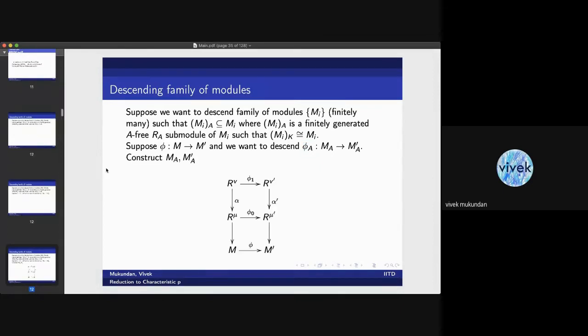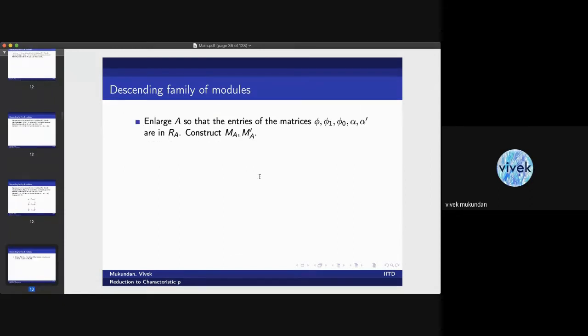What you do for that is, once you have M and M prime, construct M and M double prime. So it's actually the cokernel of alpha and alpha prime, like we did before. You have a map phi, so you have a map phi_0 and phi_1. The way we defined M_A was attaching all the coefficients of the entries of alpha, and defining M_A prime will be attaching all the coefficients of entries of alpha prime to A. Similarly, you can play the same trick for phi_0 and phi_1 also. You can attach all the coefficients of the entries of phi_0 and phi_1 too.